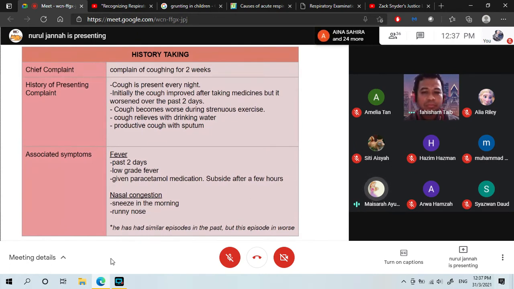For the fever, it occurred for the past 2 days, and it is a low-grade fever, and he was given paracetamol as medication, and the fever subsided after a few hours. For nasal congestion, he sneezed in the morning, and there is a runny nose. Actually, he has had similar episodes in the past, which are coughing, fever, and nasal congestion, but this episode is worse now.